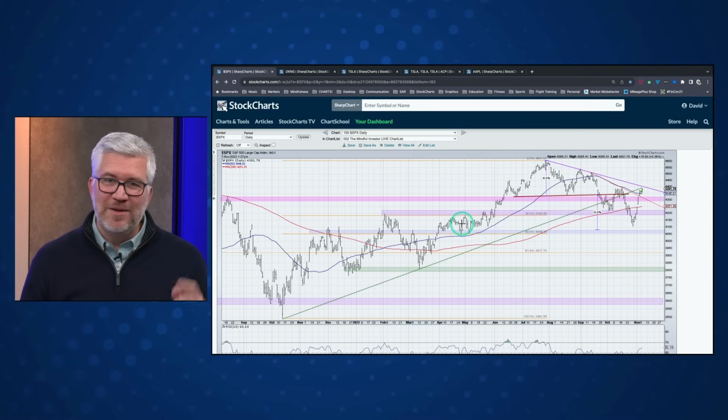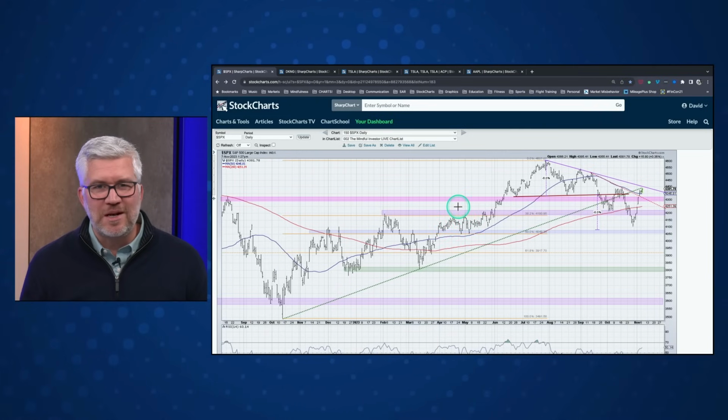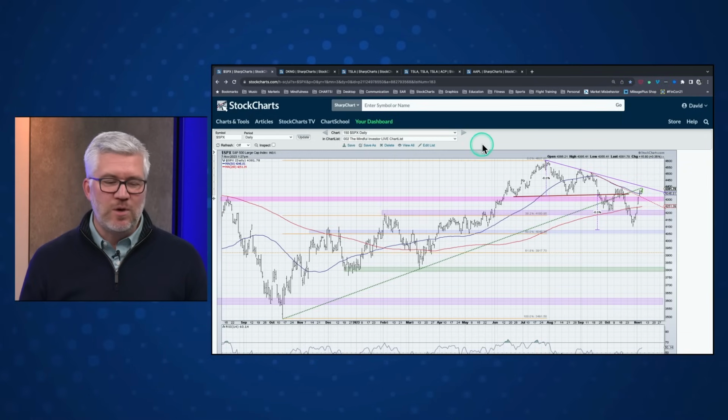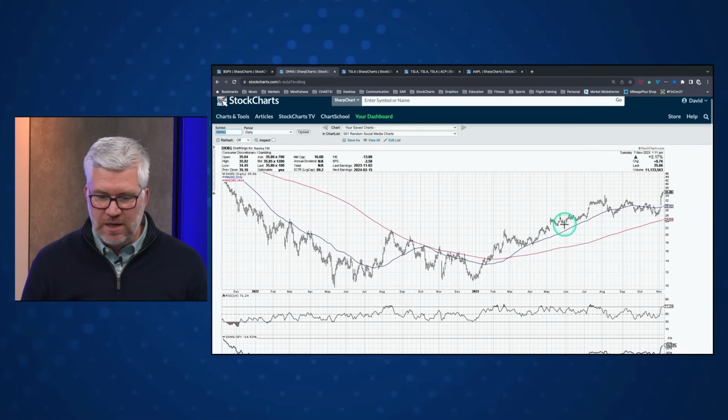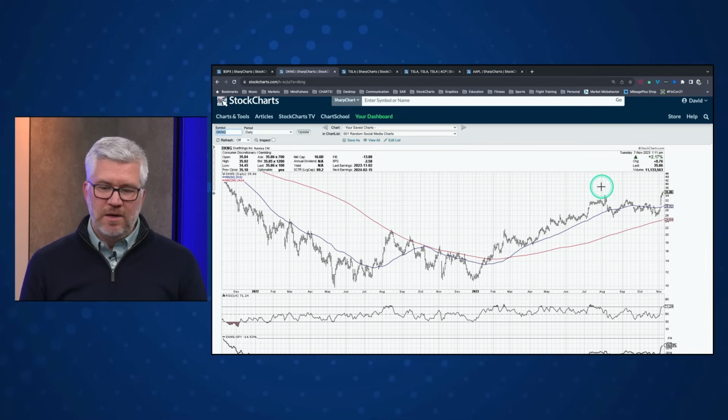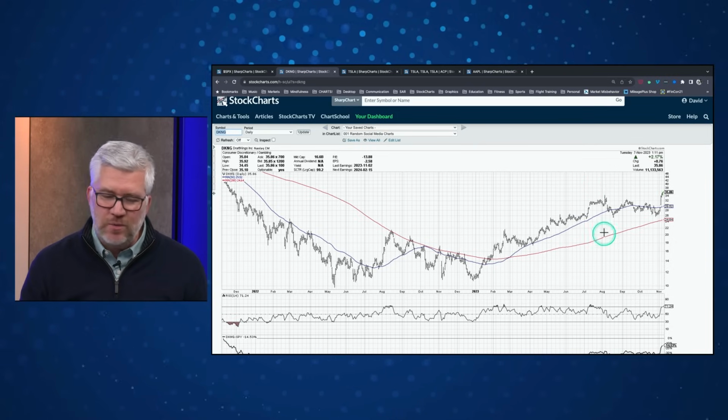The third hidden feature of StockCharts that I want to share with you today is what we call auto support and resistance levels. And for this one, I'm going to go to a different stock, DraftKings. This is a name that I've been following here recently, really was consolidating.